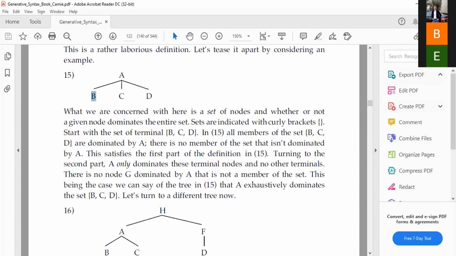So here is the B. Hamza, can we say that B is a constituent?